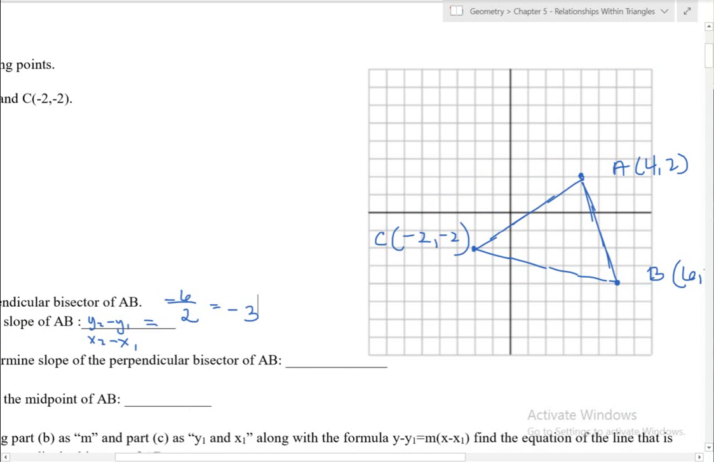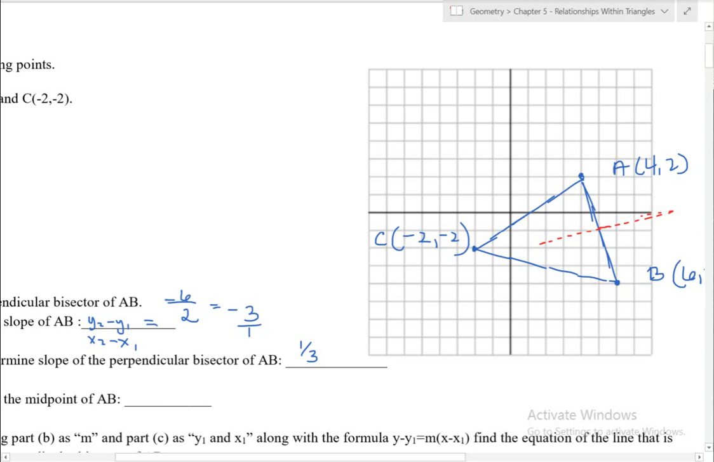Now, if I want to find the perpendicular bisector of AB, AB's slope is -3. What is the slope of any line that would be perpendicular to that? It's going to be 1/3. So this is -3 over 1, right? So anything that is perpendicular to it is the opposite sign, so there's the positive, but then it's also the reciprocal. So it's going to be 1/3. So the slope of the perpendicular bisector of AB is going to be 1/3.